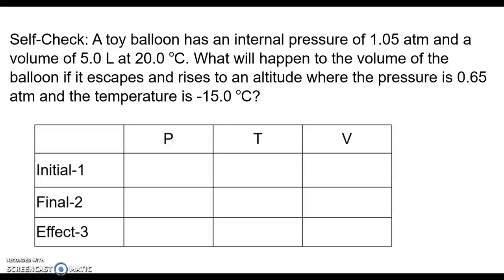So here's the problem. A toy balloon has an internal pressure of 1.05 atmospheres and a volume of 5 liters at 20 degrees Celsius. What will happen to the volume of the balloon if it escapes and rises to an altitude where the pressure is 0.65 atmospheres and the temperature is negative 15 degrees Celsius? So I'll go ahead and pause the video now and work out this problem. Once you're done, you should hit play again.